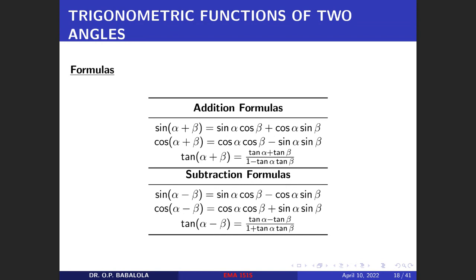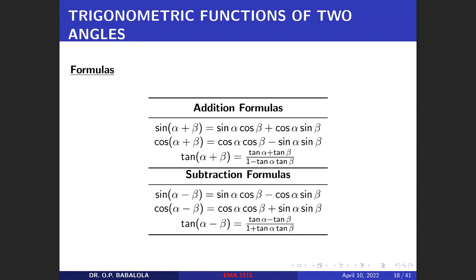Now we're going to be looking at trigonometric functions of two angles. There are certain formulas which we will be applying for these two angles. We'll be applying the addition formulas. There are 4 formulas actually. The addition formula is simply sine of alpha plus beta. Remember, these are two angles, alpha and beta. Alpha is an angle, beta is another angle.